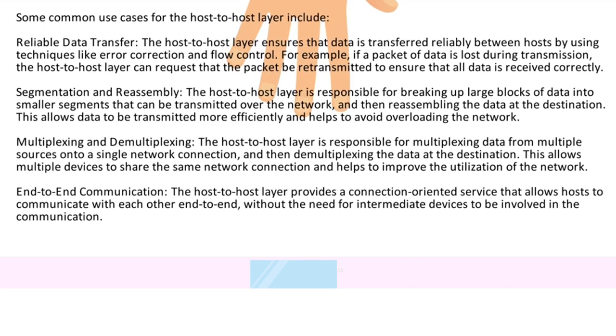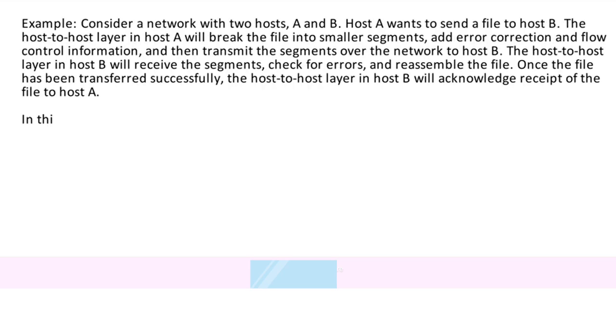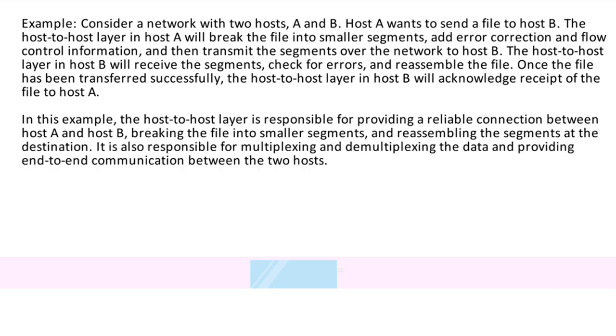Example: consider a network with two hosts A and B. Host A wants to send a file to host B. The host-to-host layer in host A will break the file into smaller segments and add error correction and flow control information, and then transmit the segments over the network to host B. The host-to-host layer in host B will receive the segments, check for errors, and reassemble the file.